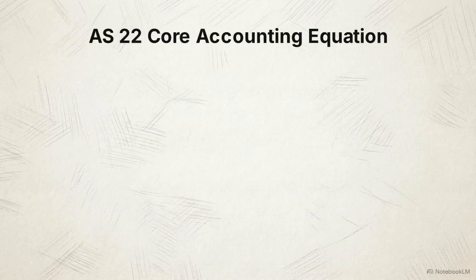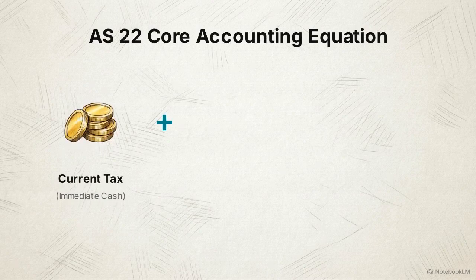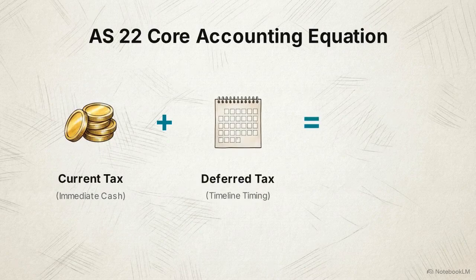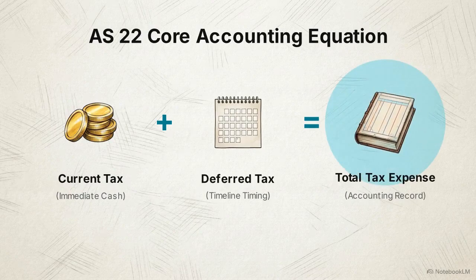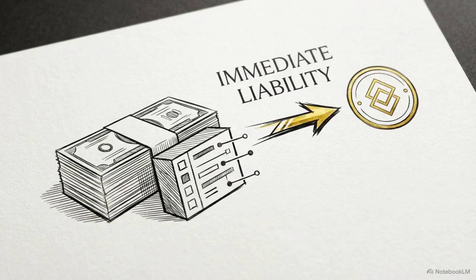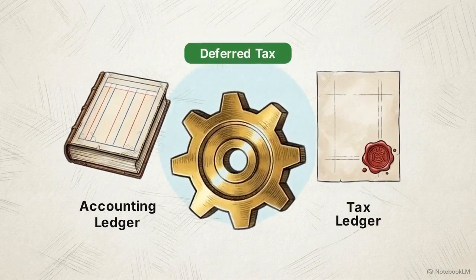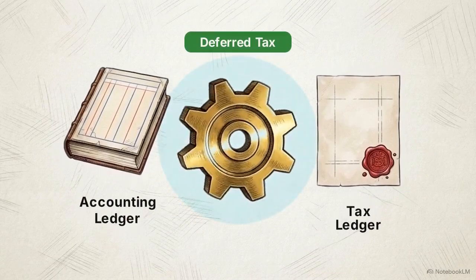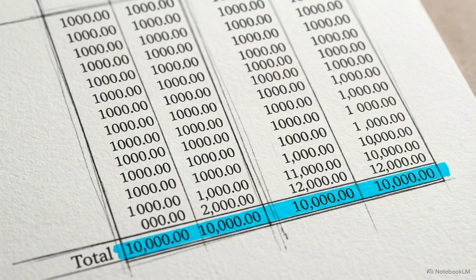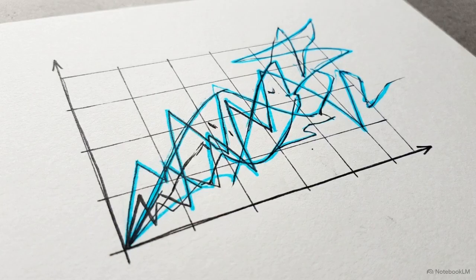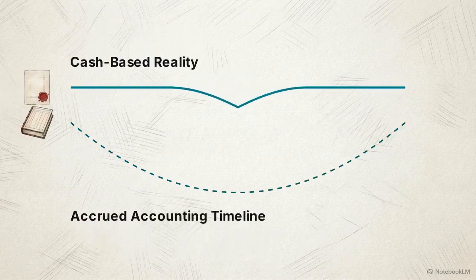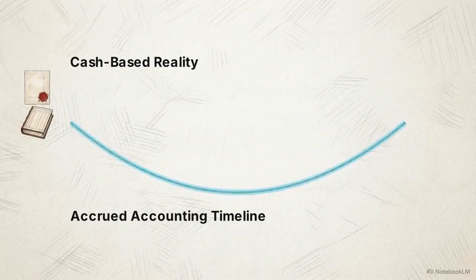To bridge the gap between these timelines, AS-22 uses a specific equation. Total tax expense is the sum of current tax and deferred tax. Current tax is the exact, immediate cash liability payable to the taxation authorities based on the taxable income for that specific period. Deferred tax is the accounting mechanism used to record the tax effect of the differences between the two ledgers that will eventually resolve in the future. Without this standard, strict adherence to tax law timing would distort a company's reported financial performance. Deferred tax bends the cash-based reality of the tax code to fit the accrued reality of the accounting timeline.